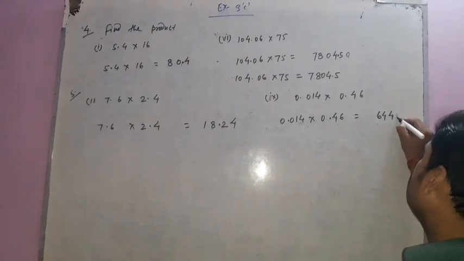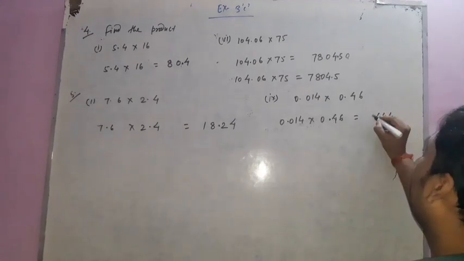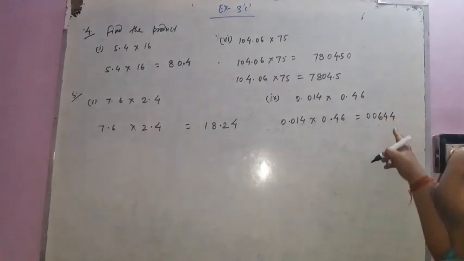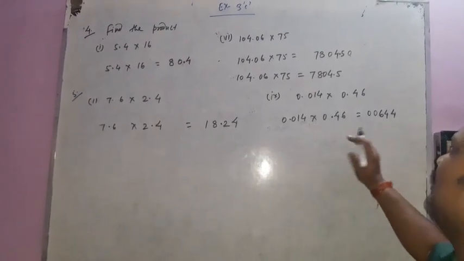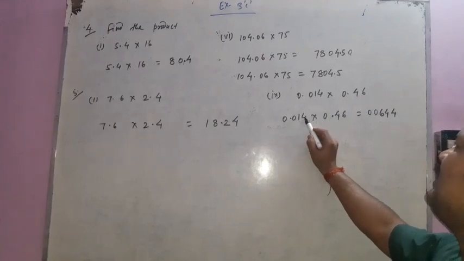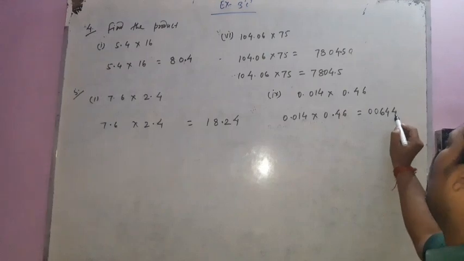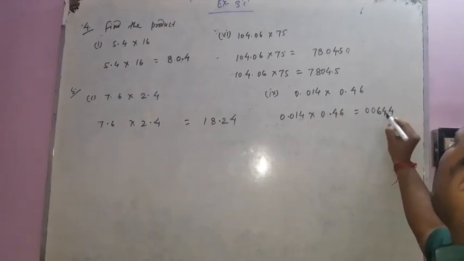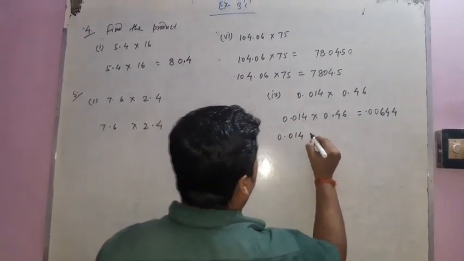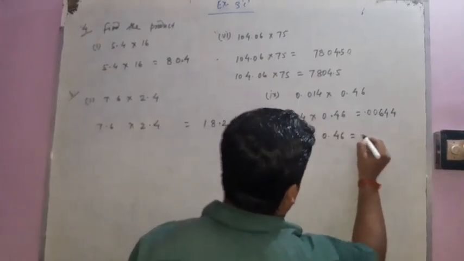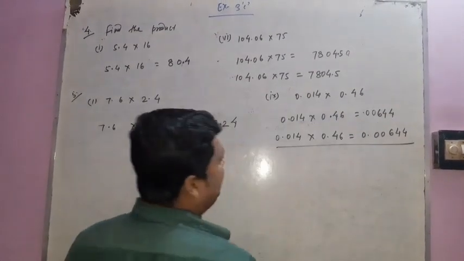But if we place 0 on this side, then will the value of this number increase? No, it will not increase, it will be the same. Now how many digits are required here? 3 and 2, total 5. So after 5 digits we have to place the decimal. So the product of 0.014 into 0.46 is 0.00644. That is the product.